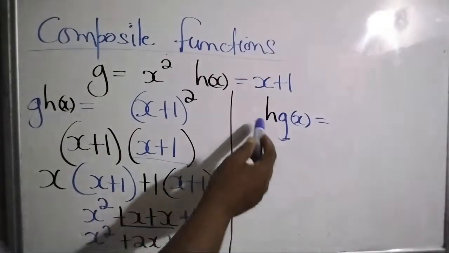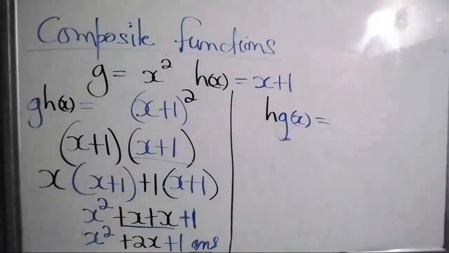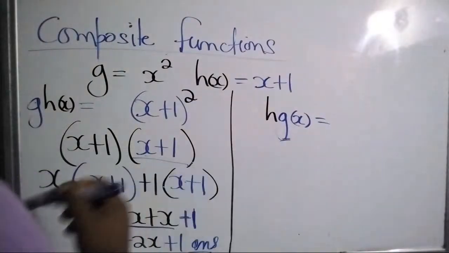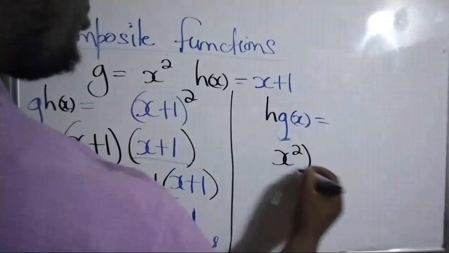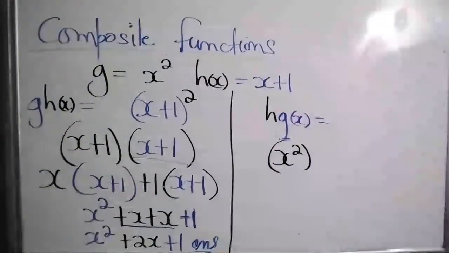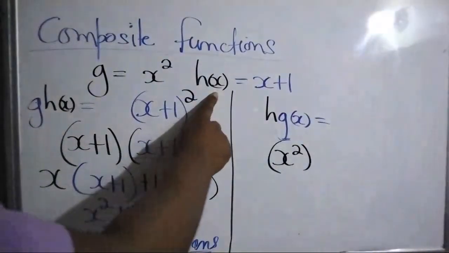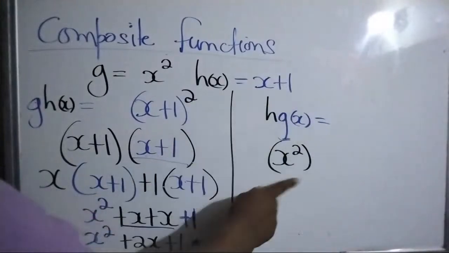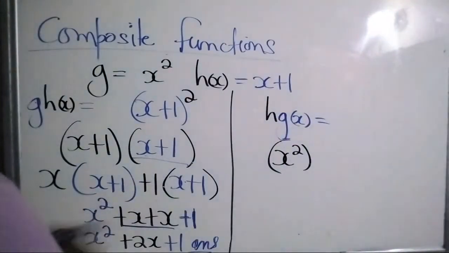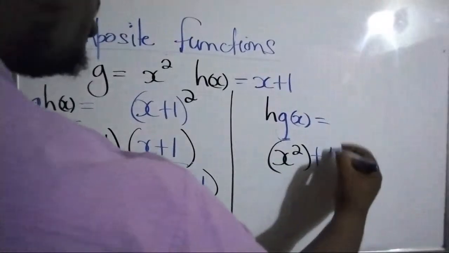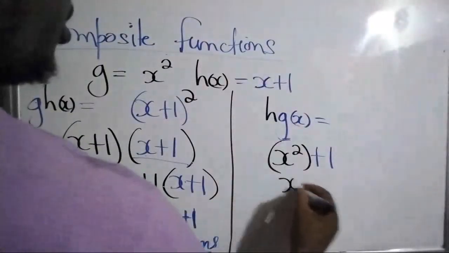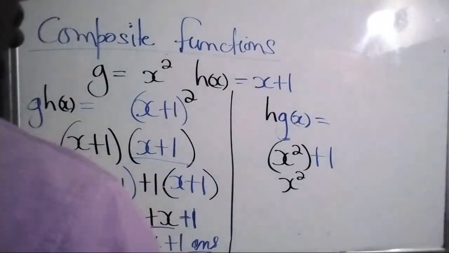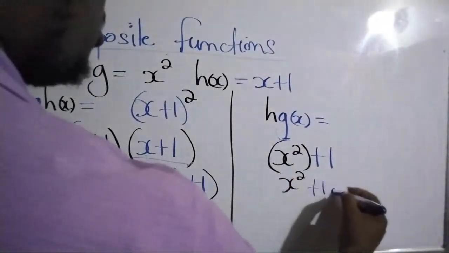Alright. So we have HG. So this time we're going to write back G. So G says x squared. So we write back that. Put that in bracket. And now we're going to write back H. H says x. This is our x. So we just plus 1. See how easy, guys? Very good. You guys are correct. So it would be x squared plus 1. And that would be our answer.